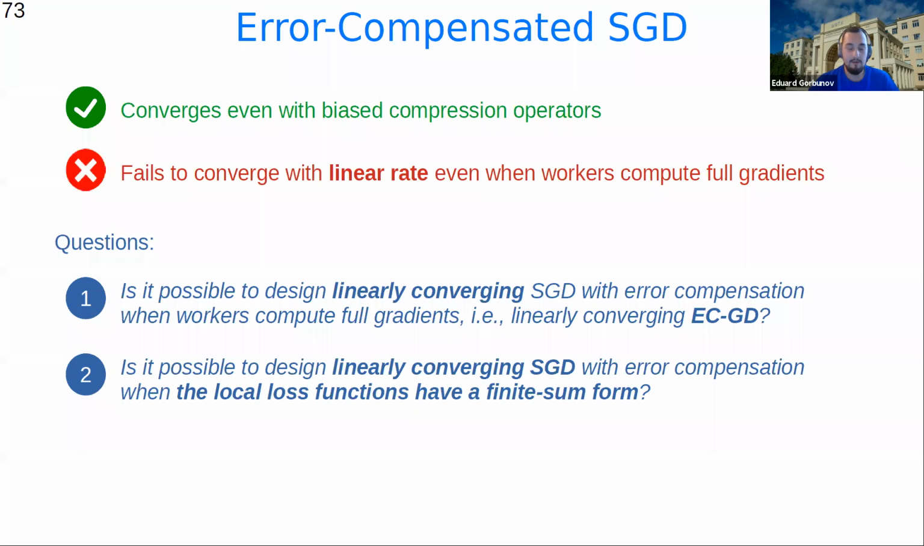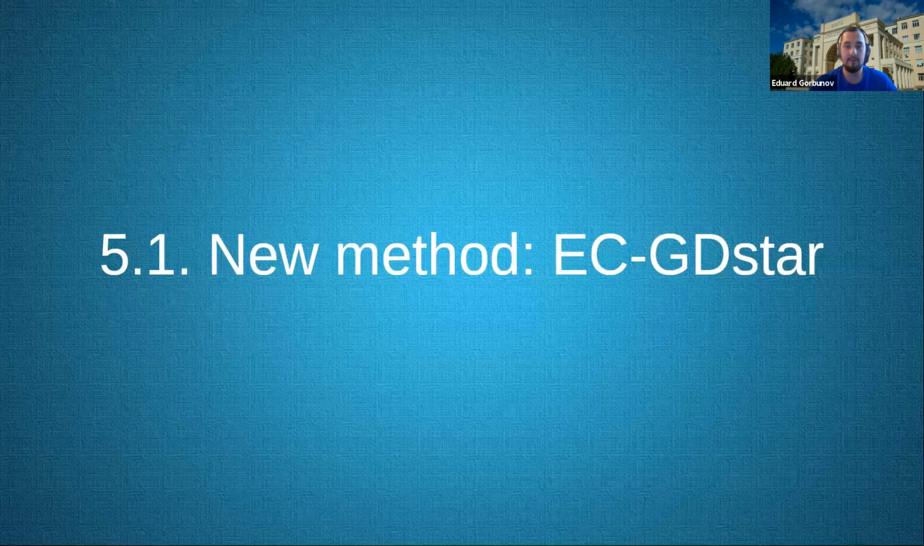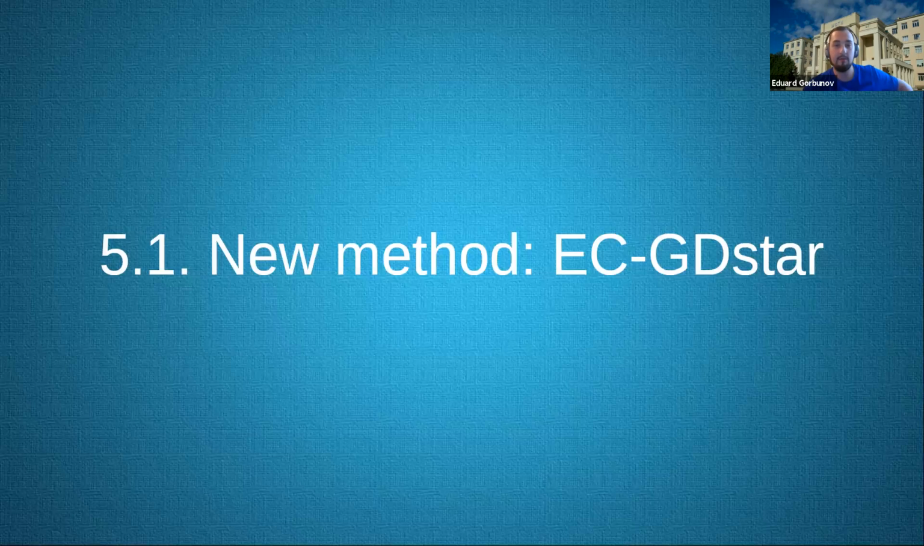And so there are two questions. Is it possible to design linearly convergent stochastic gradient descent with error compensation when workers compute full gradients, namely linearly convergent error-compensated gradient descent? And is it possible to design linearly convergent SGD with error compensation when the local loss functions have a finite sum form? In our paper, we gave a positive answer for both questions. Let me start with the new method, error-compensated GD star.